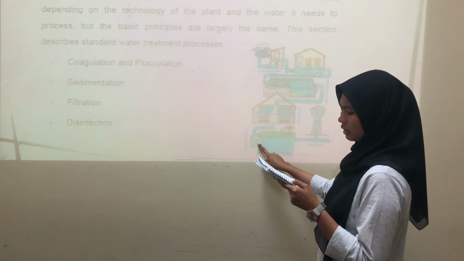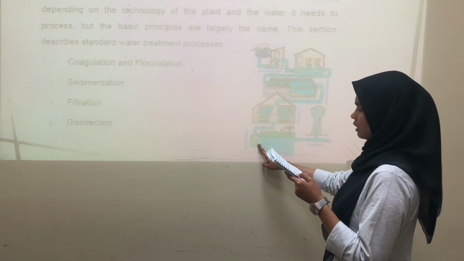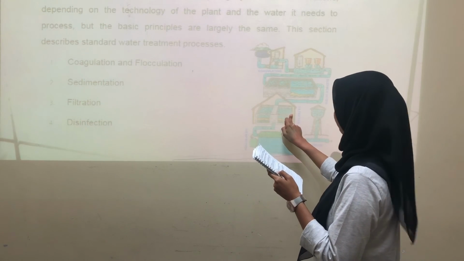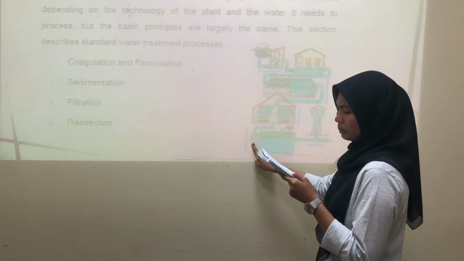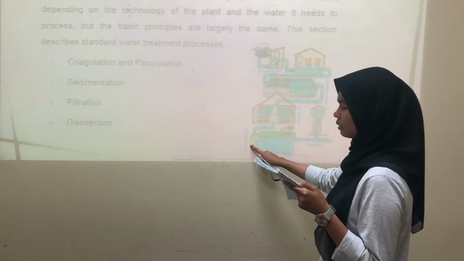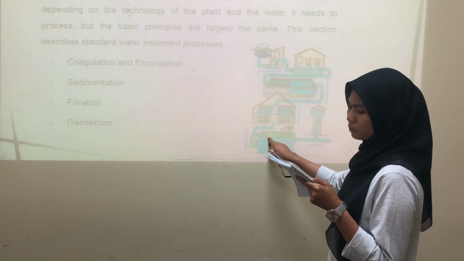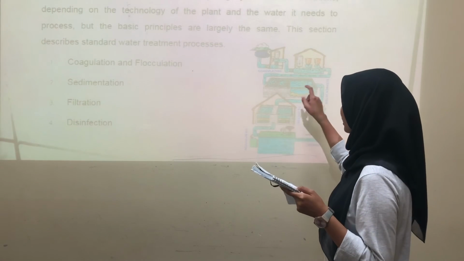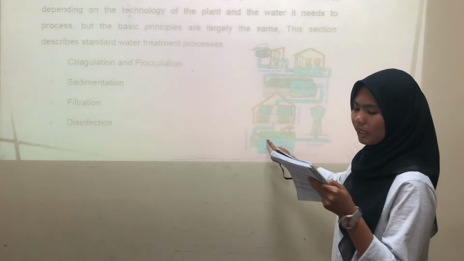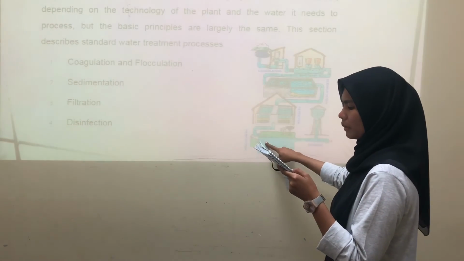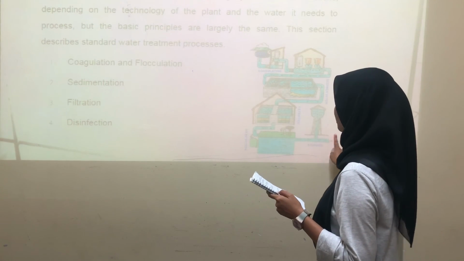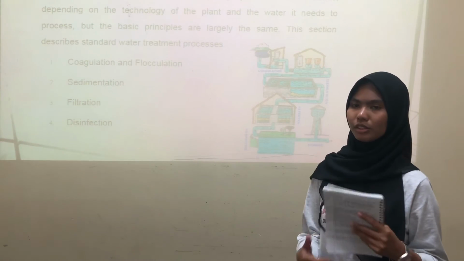Dan disinfection, pembasmian kuman dekat sini. Okay. Pembasmian kuman selepas ditapis, klorin kat sini ditambah untuk membunuh bakteria atau virus yang belum mati lagi, untuk melindungi air daripada kuman sebelum diagihkan ke storage ke mana-mana. Okay, itu saja. Terima kasih.